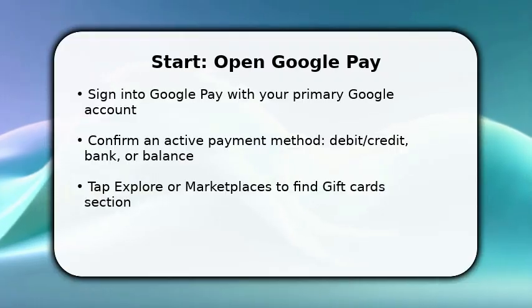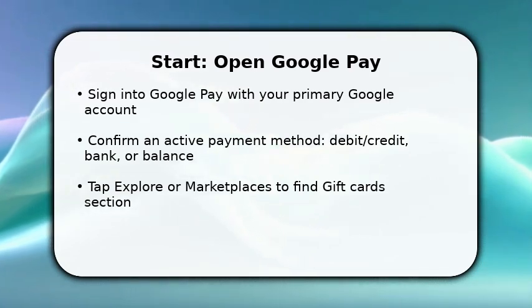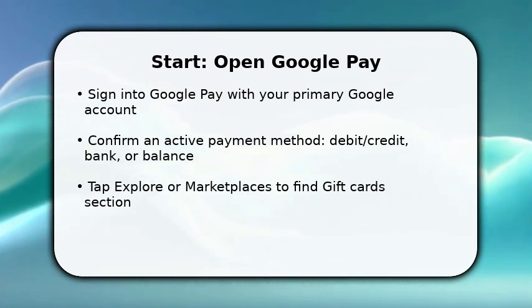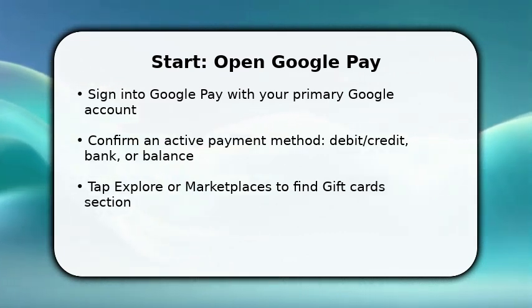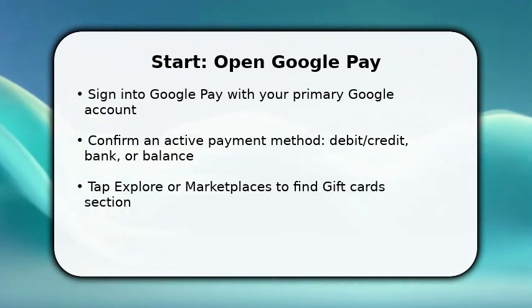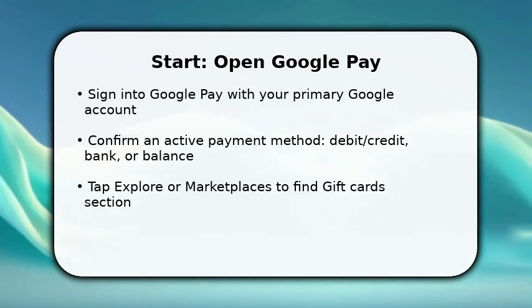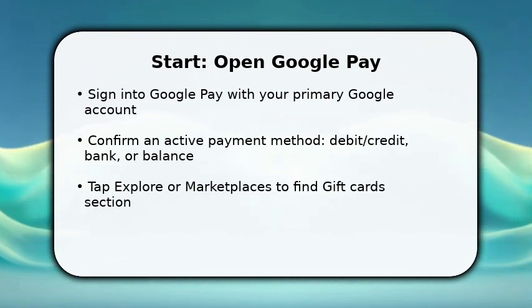You start by opening Google Pay and signing into the account you want to charge. Make sure a valid payment method is active so the purchase won't fail. Once done, tap Explore or the dedicated Marketplaces tab to jump to gift cards. From there, select gift cards to see available retailers and digital or physical options. You're now in the right place to begin. This avoids backtracking and ensures your balance or card is ready before you pick a store and amount.